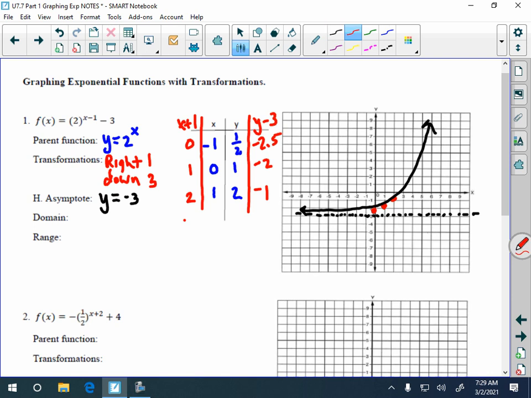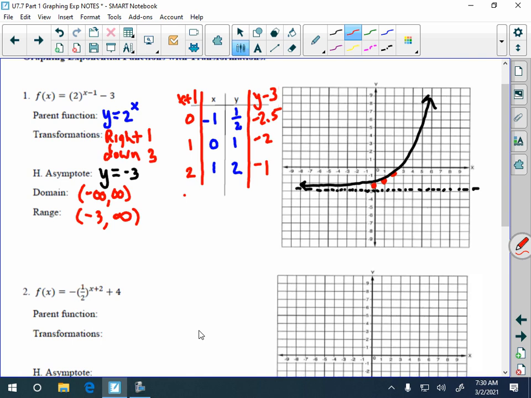All right, our domain looks like negative infinity to positive infinity. And then our range, as we go from bottom to top, it's going to hit as soon as we pass that horizontal asymptote at negative 3. So we're going to start it at negative 3 and go up to positive infinity. So one thing that's nice, when we do domain and range, everything is parentheses. You'll never have brackets on any of these.